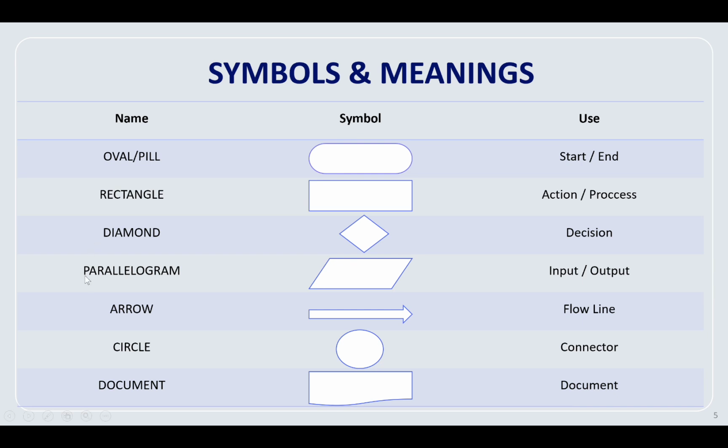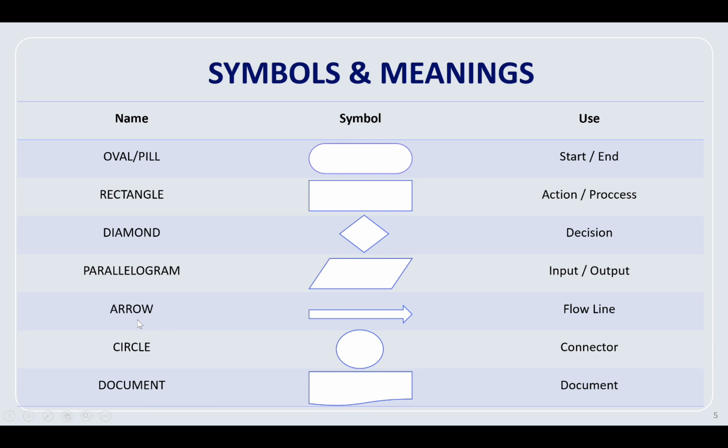Next is parallelogram symbol. The parallelogram symbol is a symbol that represents an output or input operation, such as reading data or printing results. To put it more easily, this symbol represents data, output, or input.